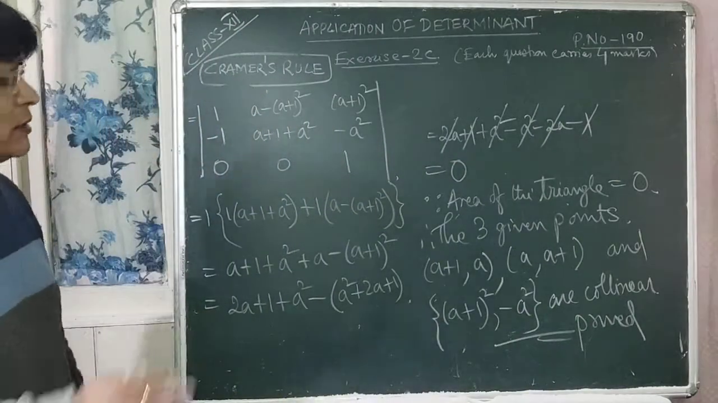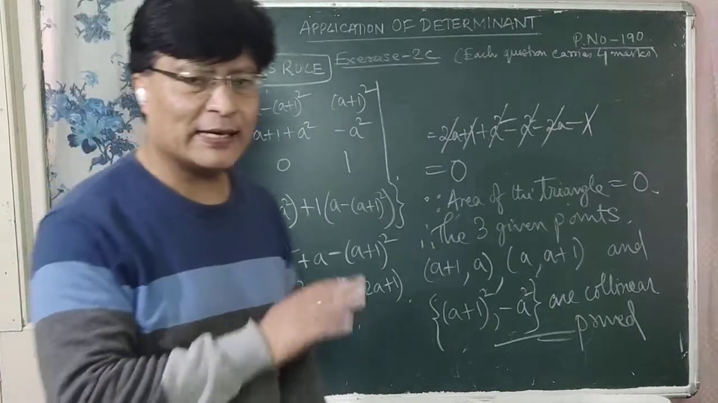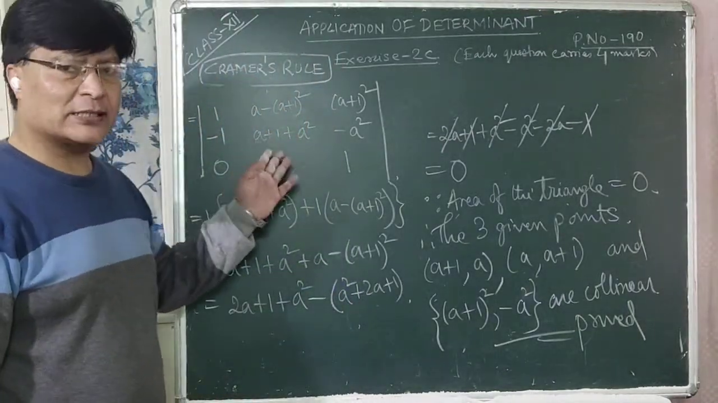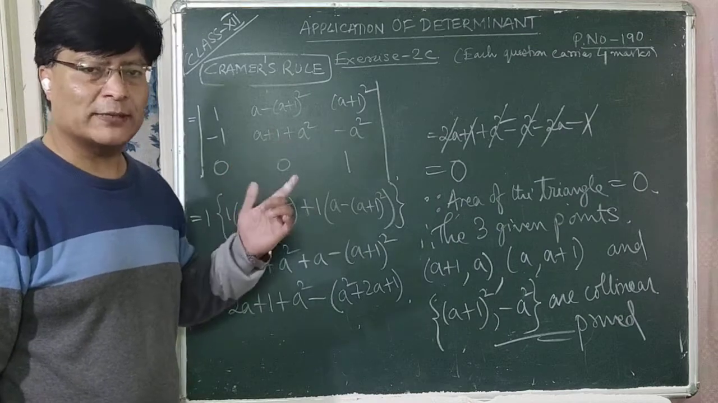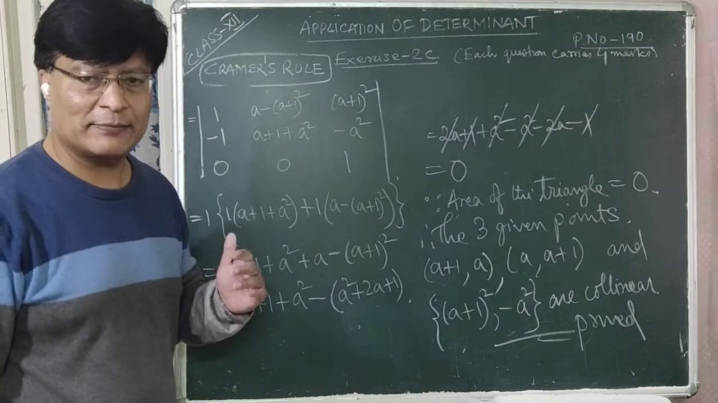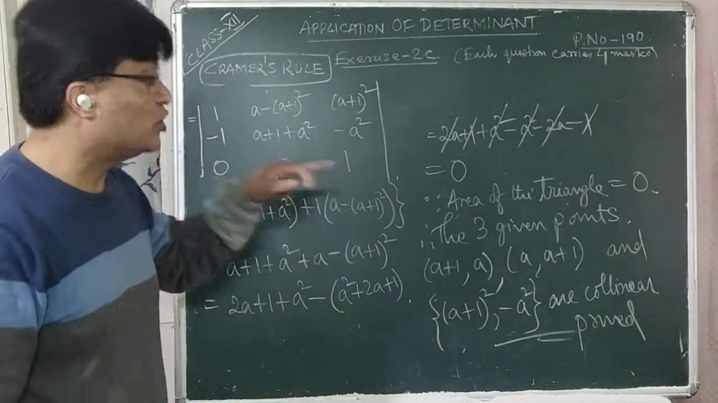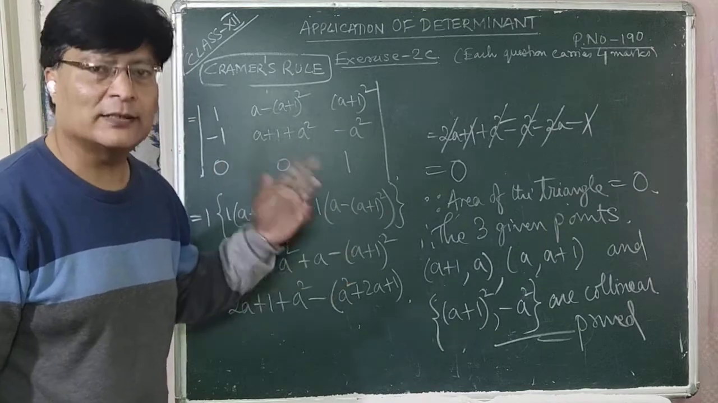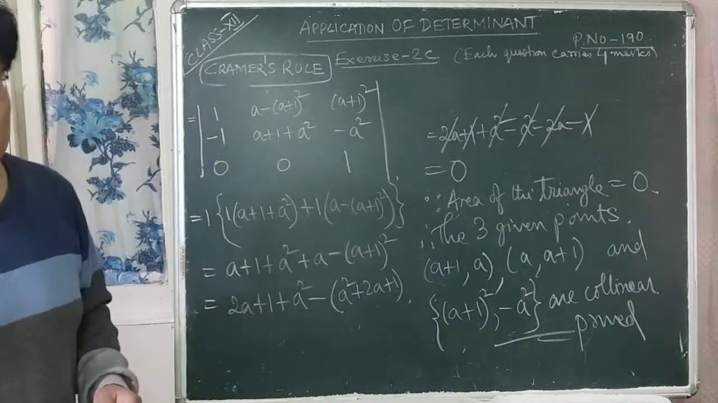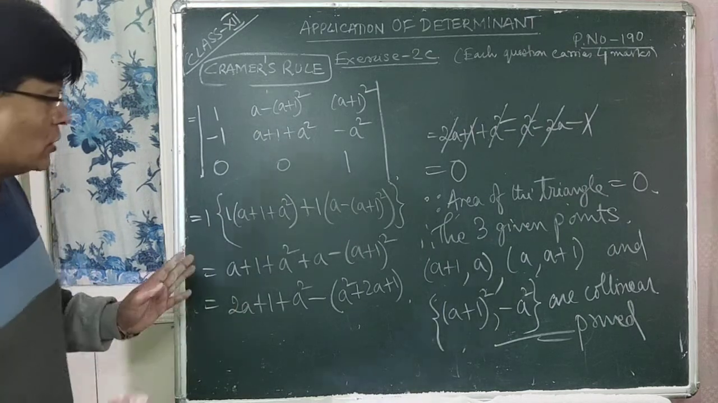Collinear means the three points lie along the same straight line. So in this problem, you have to prove that the three given points are collinear. We have determined the area of the triangle, and since the area of the triangle is 0, you can say that the three given points are collinear. That means they lie along the same straight line. So I think you have understood it. So this was it for today.